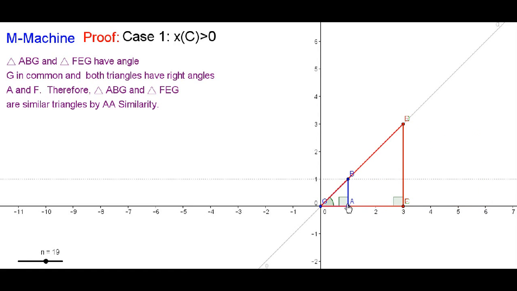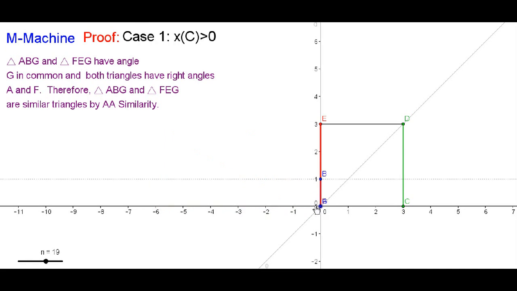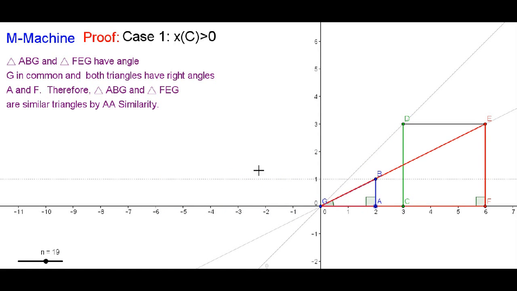If point A goes to the other side of the y-axis, point C is still greater than 0, we still have triangles BAG and triangles FEG sharing angle G and also with right angles A and F. Therefore, triangle ABG and triangle FEG are similar triangles by angle-angle similarity.